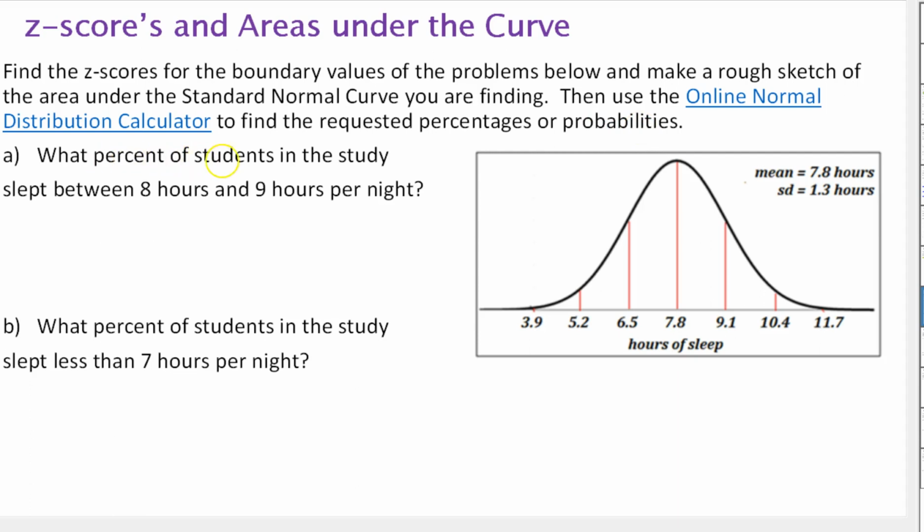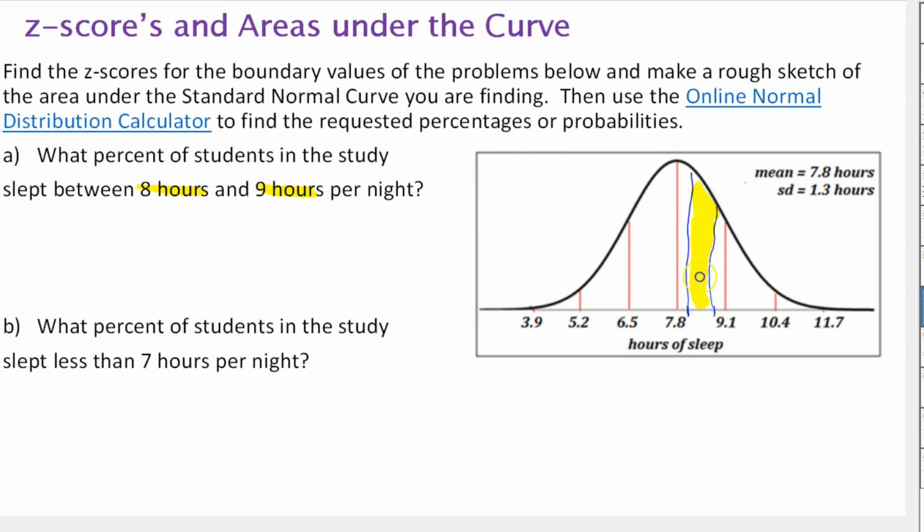We're asked what percent of students in the study slept between 8 hours and 9 hours per night. Okay, so these are going to be our boundary values. I'm just going to make a very rough sketch. A little bit more than here and a little bit less than here. We want to find this, I'm sorry, that looks terrible. I can't draw a line, but you know what I mean. We want to find this corresponding area under the curve.